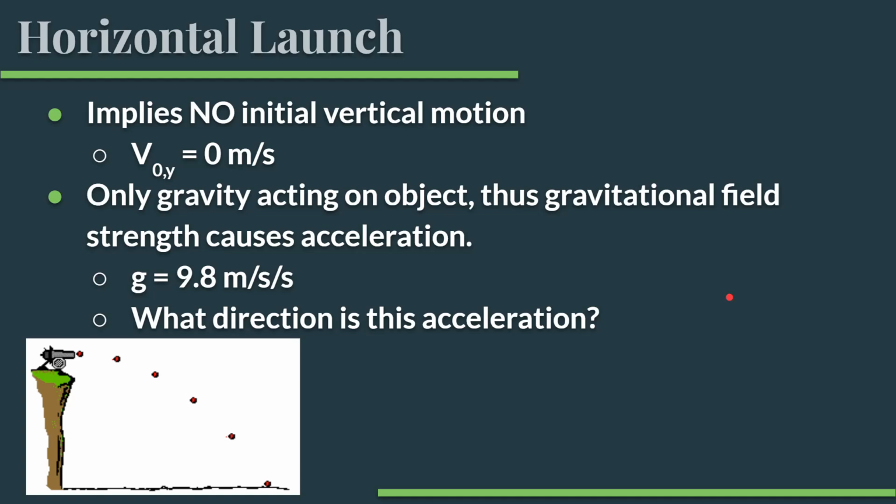So here's a couple other things you need to keep in mind. As I said, today we're going to focus on horizontally launched projectiles. If there is something launched horizontally, it is implied that there is no initial vertical motion. With that cannon right there, with it launching the cannonball forward, it is implied that it's not moving vertically. So its initial vertical velocity will be 0, and that's going to be true for all horizontal launches. The only thing acting on this object is gravity, and so your acceleration will be due to gravity.